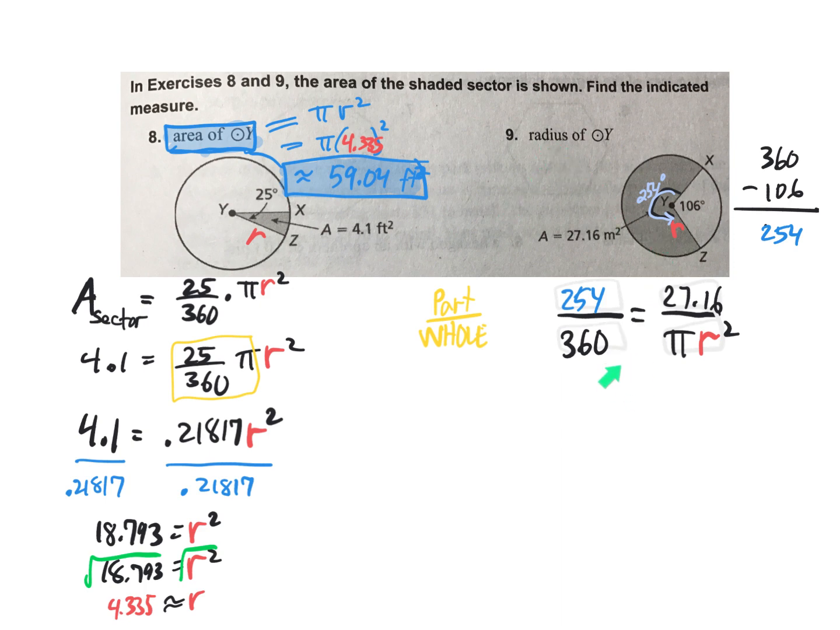So when we cross multiply now, we'll basically be at the exact same place we would have been if we had done it the original way. And you can rewind and see that that setup basically looked like this. So with the part over whole equals part over whole idea, this proportion, we can cross multiply, and we would have 254 times pi r squared and on the other side, 27.16 multiplied by 360.